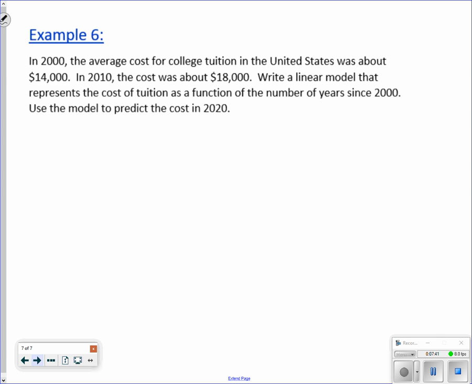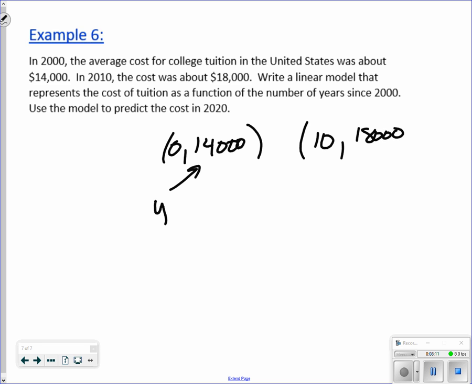Last example, in 2000, the average cost of tuition in the United States was about $14,000. In 2010, the cost was $18,000. Write the linear model that represents the cost from the number of years since 2000. So again, they are giving you the first year, or the initial, the 0 year. So in 2000, we had $14,000 for tuition. In 2010, so 10 years later, we had a tuition of $18,000. So now I have the y-intercept. So again, when I'm going to write my equation, I have that portion. I still just need the slope.